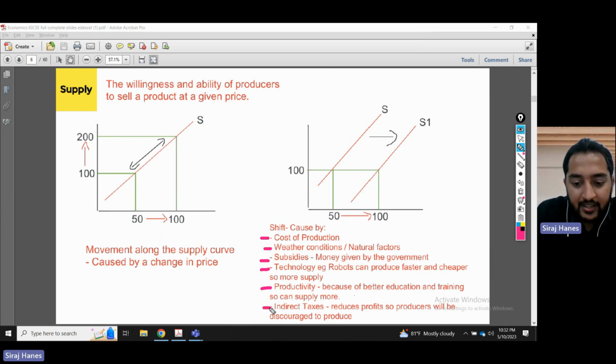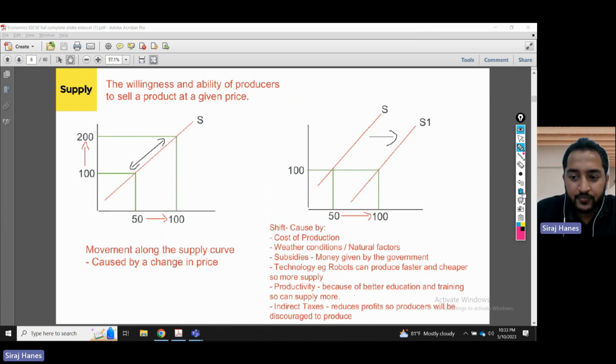And finally, indirect taxes. Indirect taxes are taxes on goods and services. If you go to a restaurant and at the bottom of the bill, you see a little thing called VAT, that is an indirect tax. So that discourages producers to produce because, you know what? If you put a VAT, the profits will fall because now you're charging the customer some more money. They will also not come and buy anymore. Profits will fall, so then the supply will fall. So all these factors here can affect your supply curve.